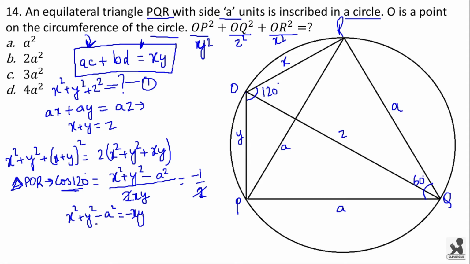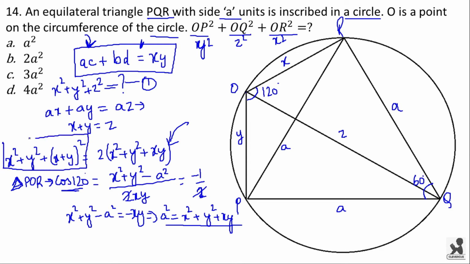From here you get the value of a square is equal to x square plus y square plus xy. Substituting this value in the equation, we get 2 into a square. That means here x square plus y square plus z square will be equal to 2 into (x square plus y square plus xy).